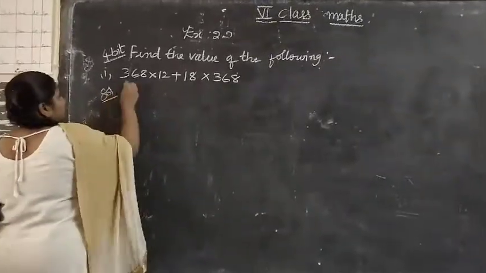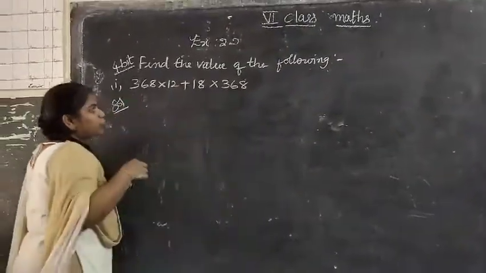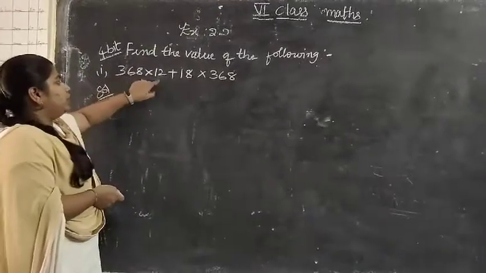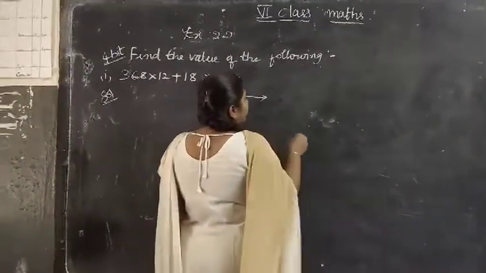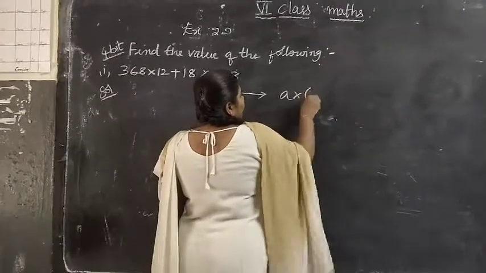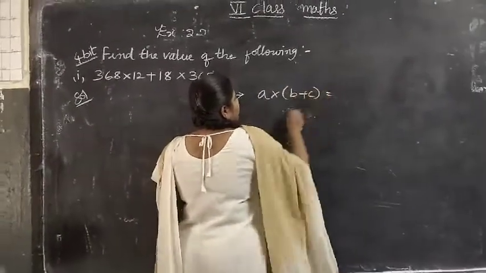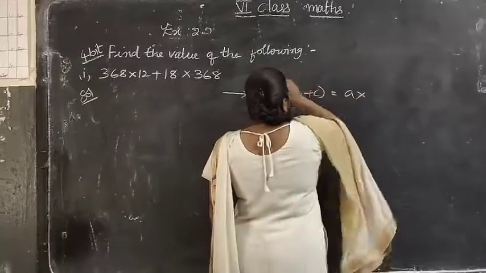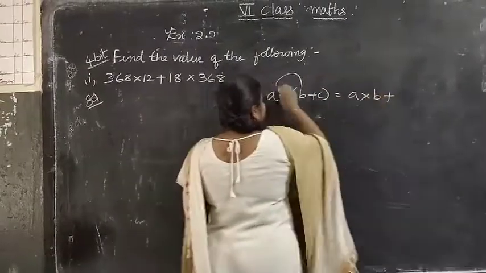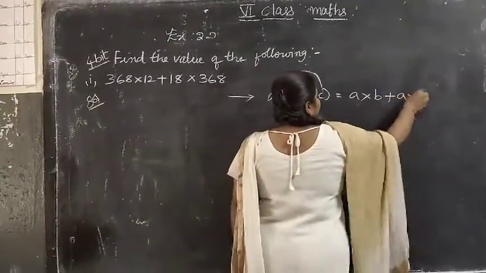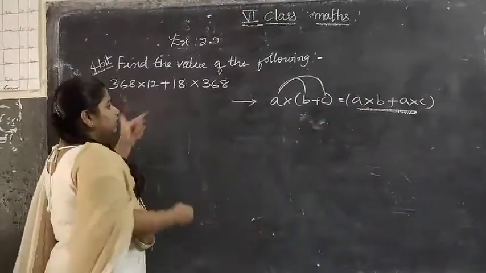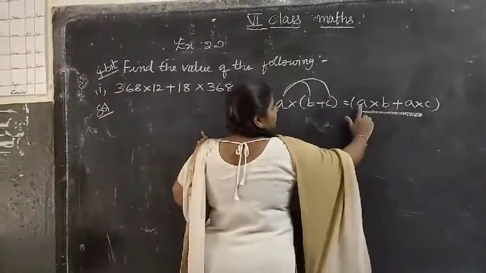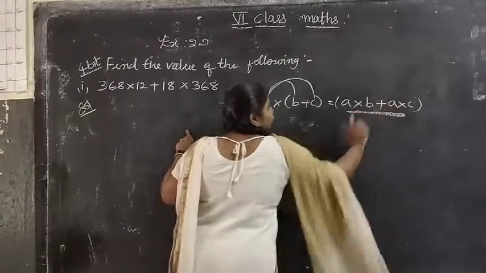So they have given this value in the form of a distributive property, that is A into B plus A into C. We are having the distributive property. What is the distributive property? A into B plus C will be equal to A into B plus A into C. So they have given the question in this form.